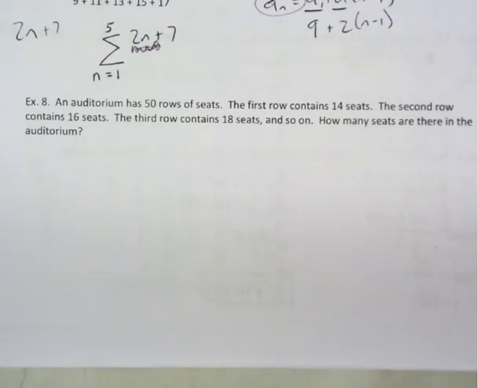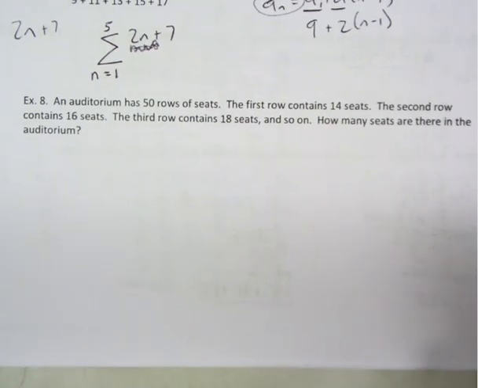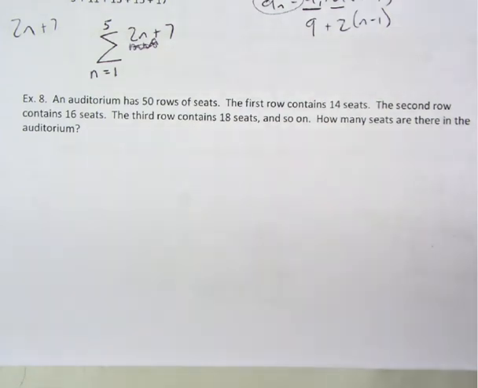An auditorium has 50 rows. This is a very common question with series. An auditorium has 50 rows of seats. The first row has 14 seats. The second row has 16. The third row has 18, and so on. How many seats are there in the auditorium?